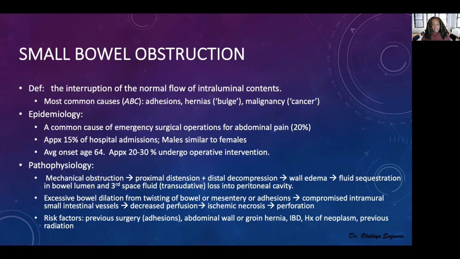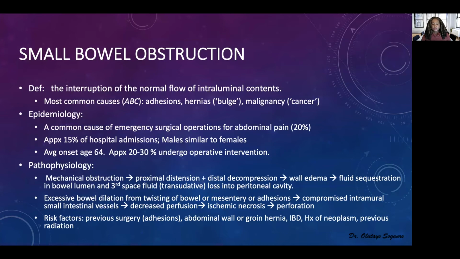Pathophysiology. Mechanical obstruction leads to proximal distension and distal decompression of the bowel. This leads to wall edema and fluid sequestration in the bowel lumen and third spaces, such as the peritoneal cavity. Excessive bowel dilation from twisting of the bowel or of the bowel mesentery or from adhesions can lead to compromised intramural small intestinal vessels, leading to decreased perfusion and therefore ischemia and perforation.